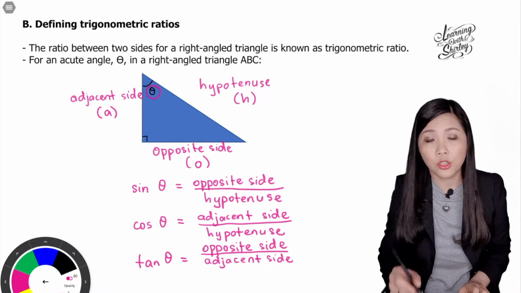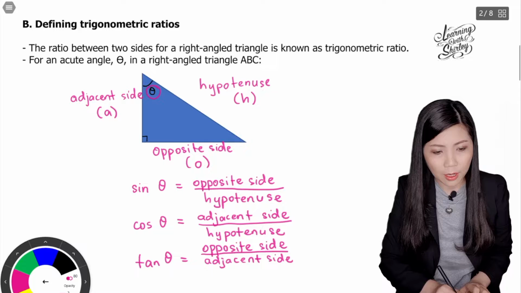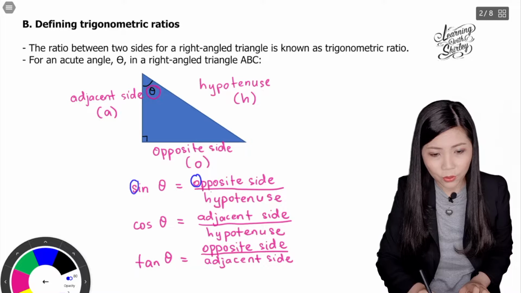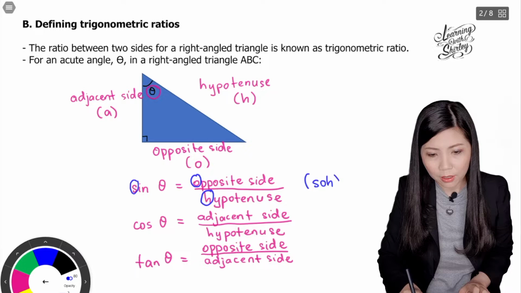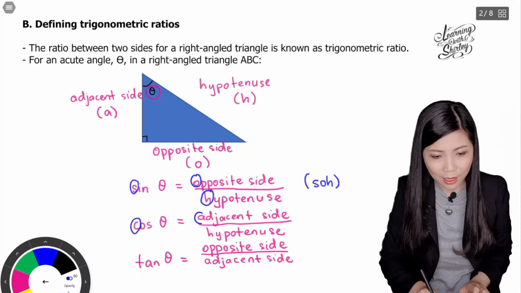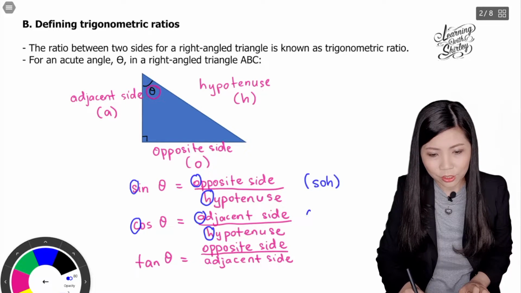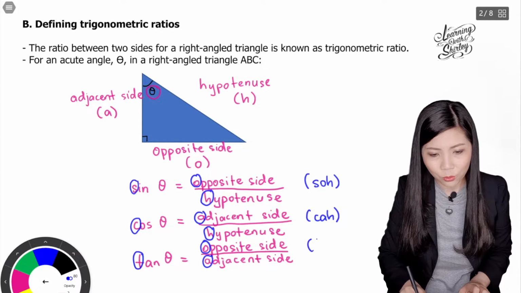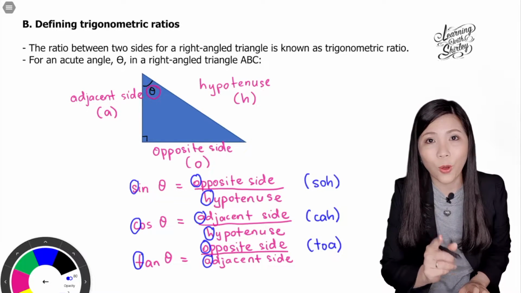Okay, so remember in short, for sine, you can see the S here: S, O, H. So in short, it's SOH. Okay, so next will be cos. So C, A, H. Okay, and next will be tangent. So T, O, A. So remember, the formula is SOH, CAH, TOA.